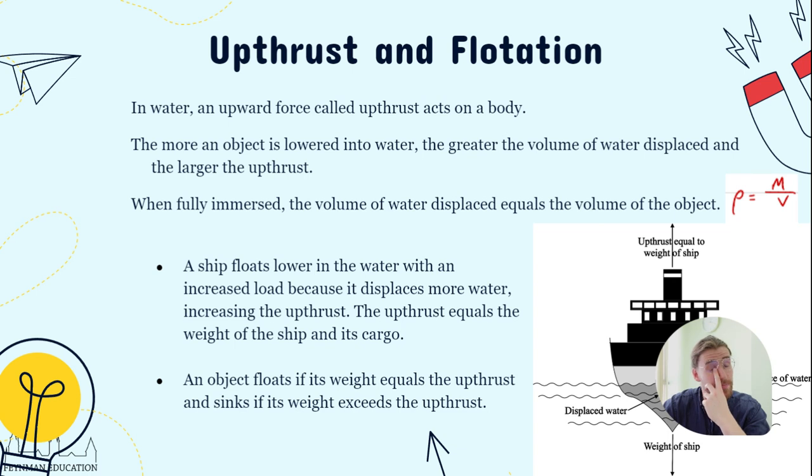This is why ships a lot of the time are not facing upright, right? They don't sail just like this. They'll have a very broad, flat bottom, and that's to increase the volume of displaced water as much as possible, to increase the volume of the ship as much as possible, so there's as much upthrust as possible, and this is going to allow them to increase their mass, so they can carry more without sinking.